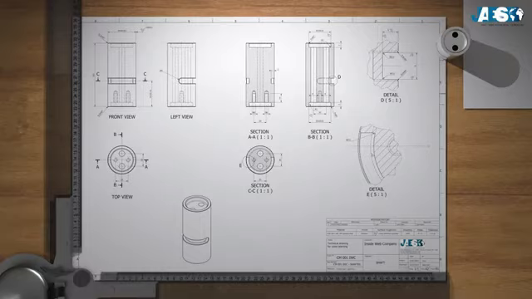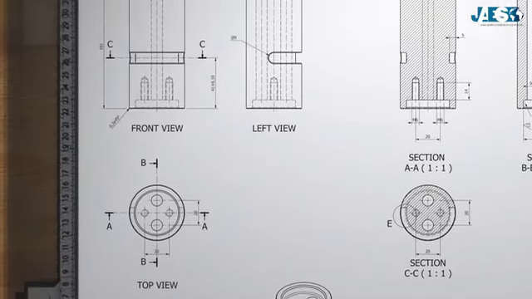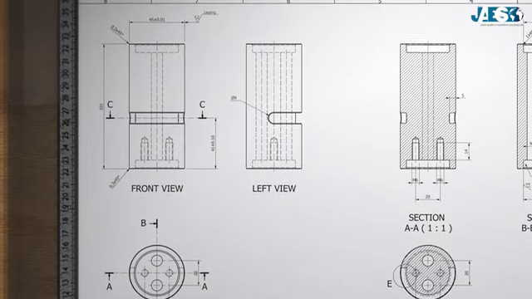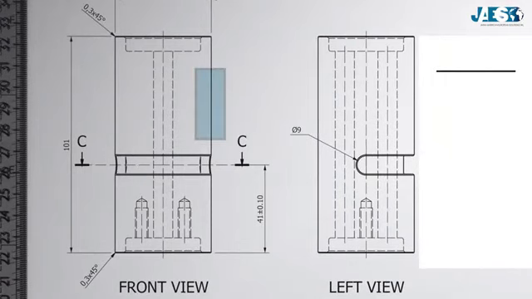Now let's move on to the actual drawing. As we can see, it is made up of different lines, of different thickness, continuous or dashed. Each one has a meaning. The thick line defines all the contours and edges that can be seen in that view, while the dashed line shows those that cannot be seen in that particular view.